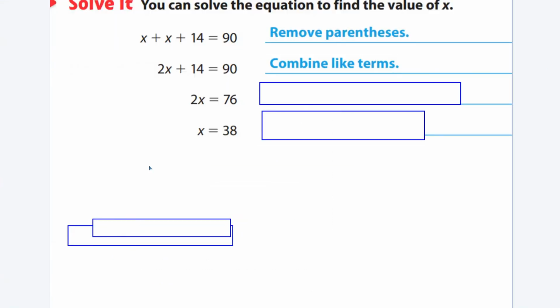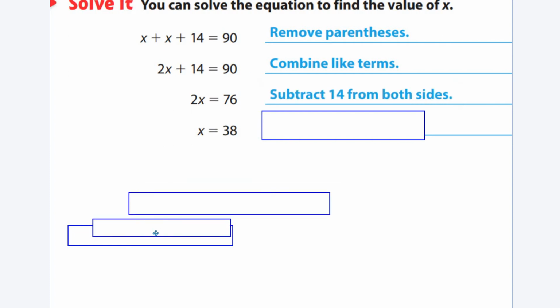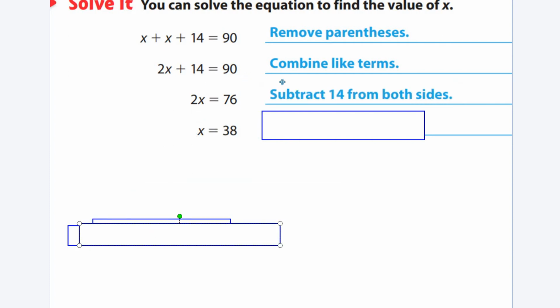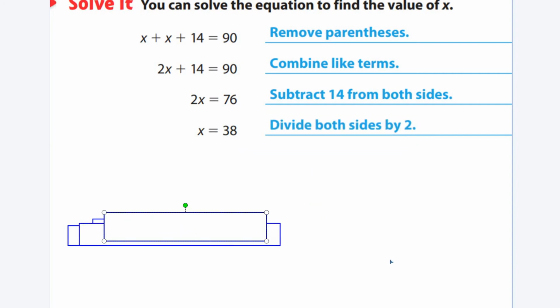Next, you want to combine the like terms. X plus X is 2X. Next, you want to take away 14 from both sides of the equation. And once you do that, you're left with 2X equals 76. And then lastly, divide both sides by 2 to get X equals 38.